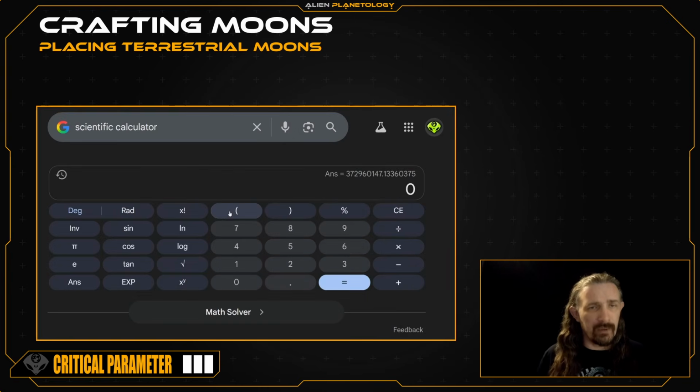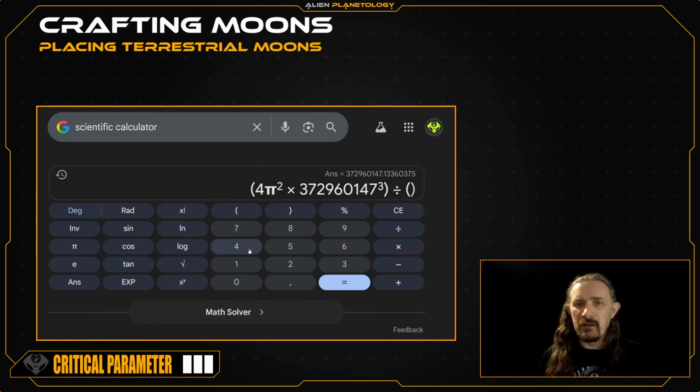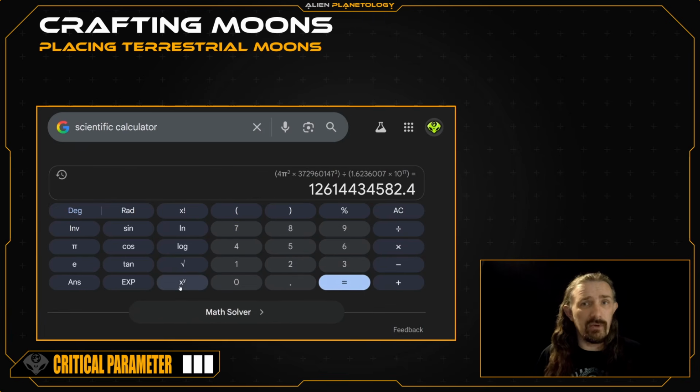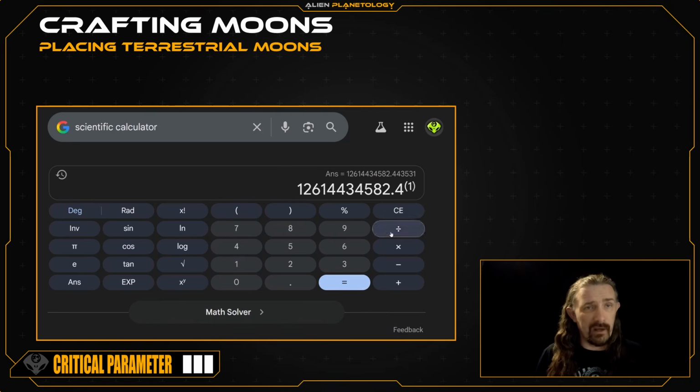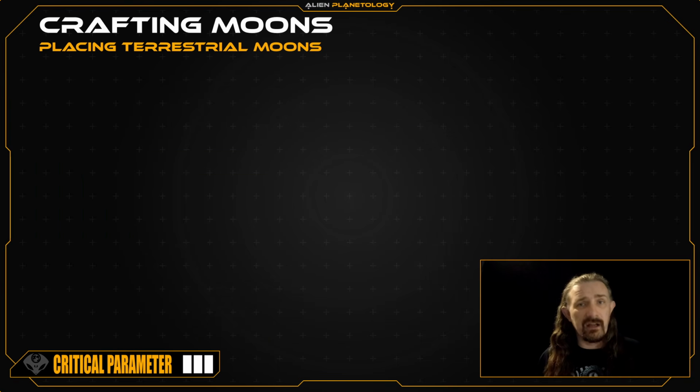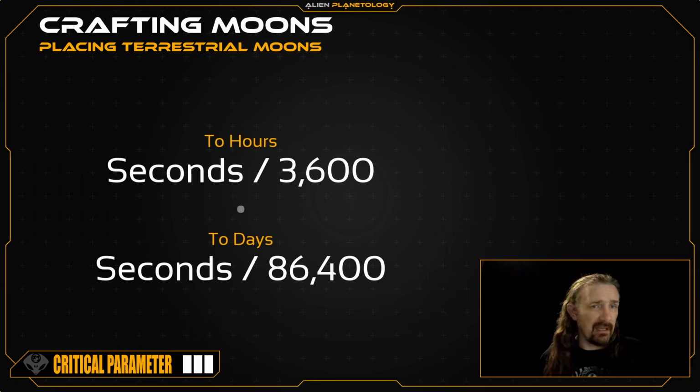In the calculator, open a parentheses and enter 4 pi squared times the orbital distance that you chose in meters and raise it to the power of 3. Close the parentheses, divide, and enter your moon's standard gravitational parameter, also in parentheses. Press equals and get the square root by raising it to a power of 1 over 2. Press equals and that's your moon's orbital period in seconds. After recording your moon's period, you can convert the seconds into hours by dividing them by 3,600, or into days by dividing them by 86,400.